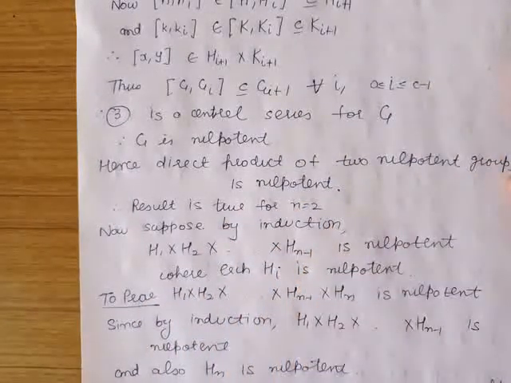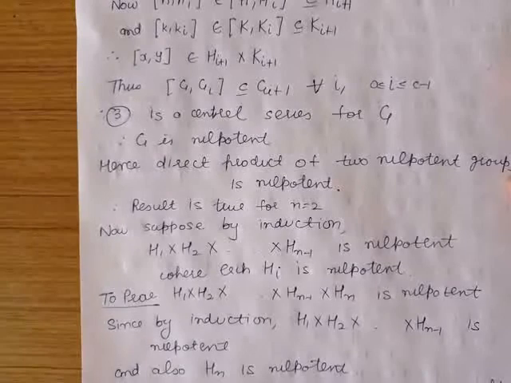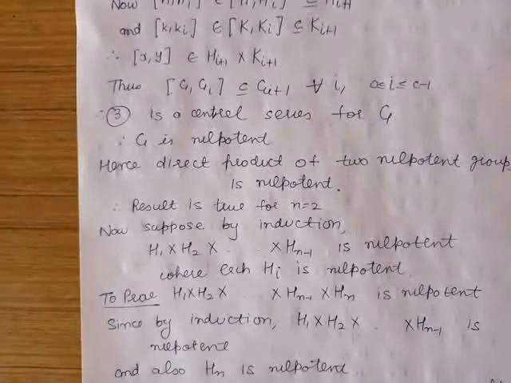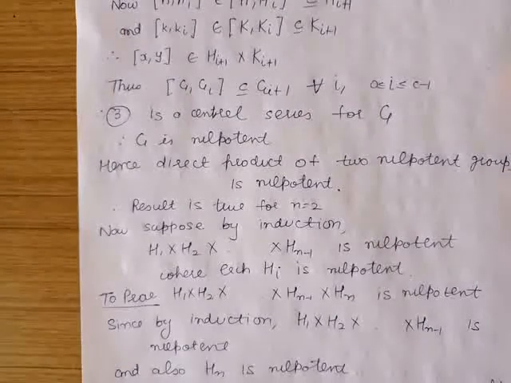So this proves that the series 3 is a central series for the group G, and therefore by definition we can say that the group G is a nilpotent group. So we have proved the result for n equal to 2. It means we have proved the direct product of two nilpotent groups is nilpotent.